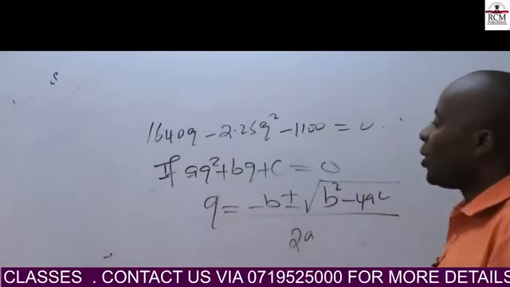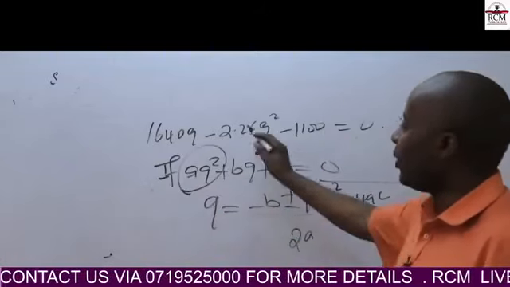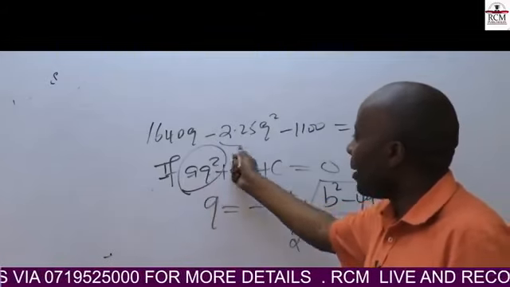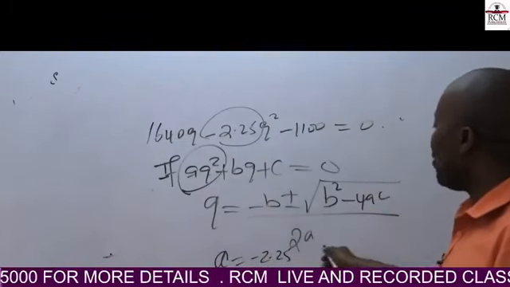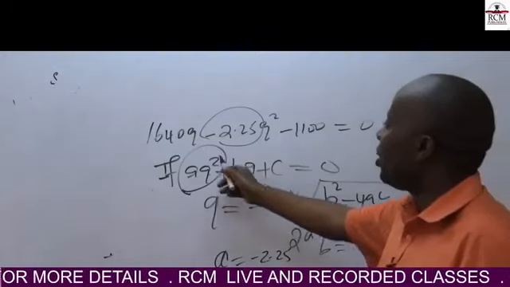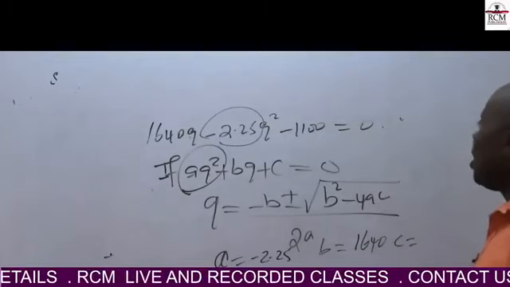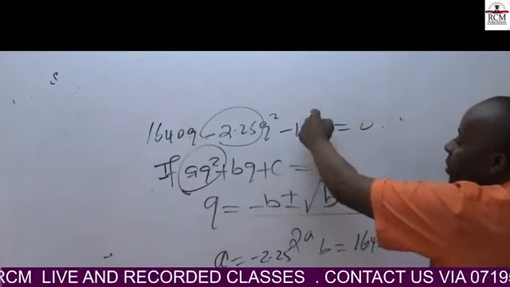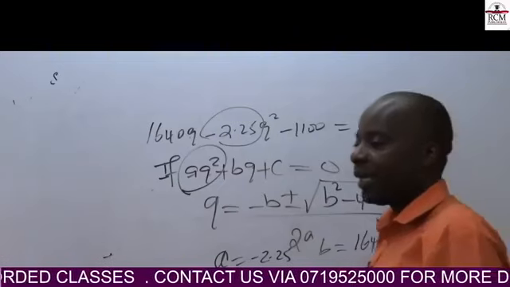Thank you very much. So, ladies and gentlemen, please come and compare this with what we have here. aq squared: a is the number that comes before q squared, so a is minus 2.25. Then b is the number that comes before q, which is 1640. And then we have c, the constant term. Please don't bring the constant term on board without the sign. So our c will be minus 1100.